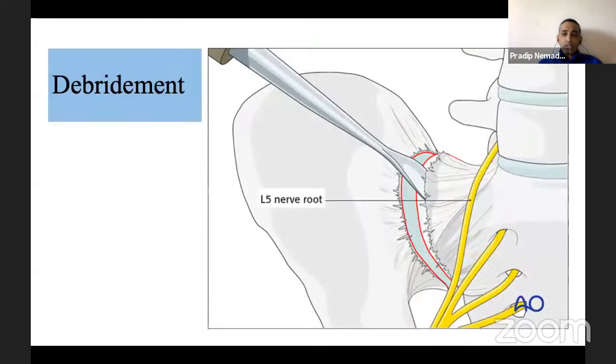So the next thing that we need to do is debride the SI joint. We just need to take the entire capsular attachment and expose the sacrum subperiosteally there. It's very important to expose it subperiosteally because in that case we are not going to go onto the L5 root. We're going to stay below the L5 root, below the capsuloperiosteal attachment of the sacrum.